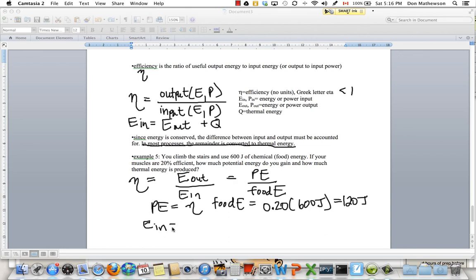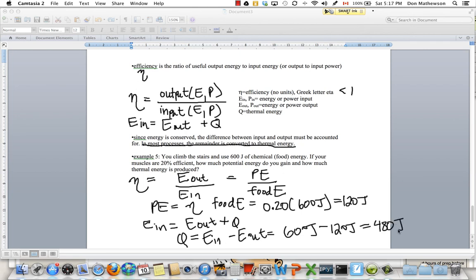That's our conservation of energy equation right here. The energy input equals the energy output plus the thermal energy. Rearranging that, the thermal energy is the input food energy minus the output potential energy. So it's the 600 joules of food energy that you burned in your muscles minus the 120 joules of height energy that your body gained. You are going to produce 480 joules of thermal energy, and that thermal energy will get transferred from your muscles via your blood to your skin, and you'll have to get rid of that to the environment, or your body will overheat.